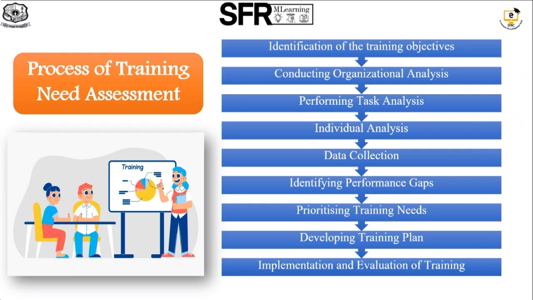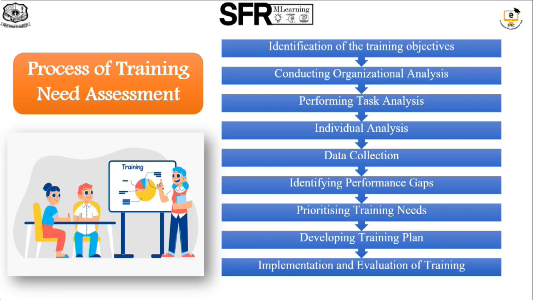Next step is conducting organizational analysis. Organizational analysis is conducted to assess the current state of the organization, including its structure, culture, strategic goals and any existing training programs. It determines the performance within an organization. This step helps to align training needs with the organizational objectives. It involves examining strategic goals, resources and constraints of the organization so as to identify where and when the training is needed.